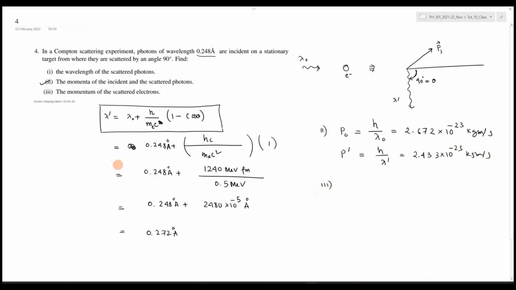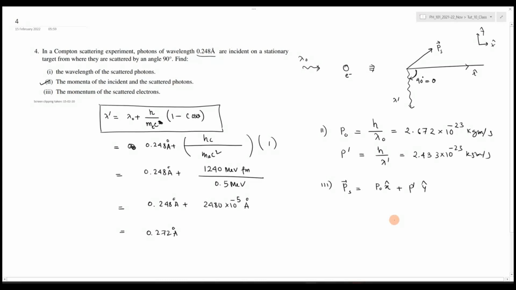Next, third part. What is the momentum of the scattered electron? So we want this P_s vector. How to find it? It will have an x cap component and a y cap component. Suppose this is x cap and this is y cap. The x cap component will be the initial momentum of the photon, the same as the initial momentum. Because this is going at 90 degrees, we can simply write it as P0 x cap plus P prime, whose magnitude is the same, in the y cap direction. So this will be P prime y cap.